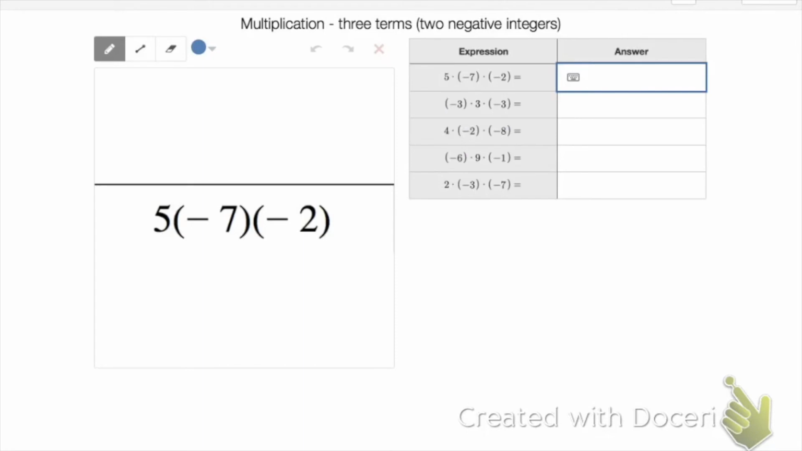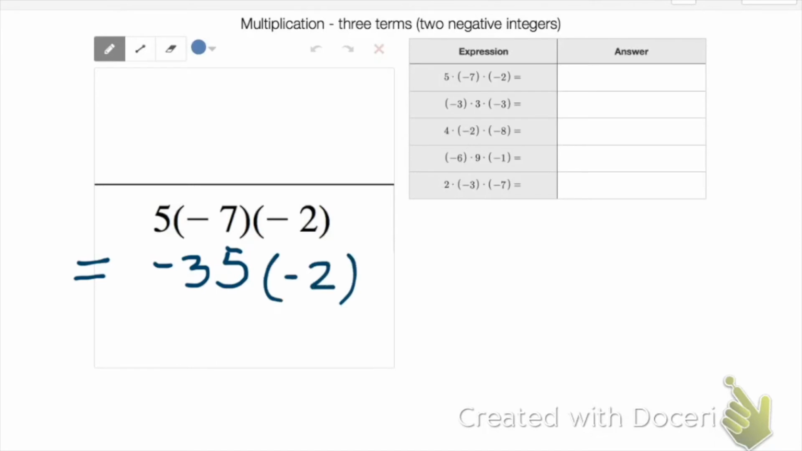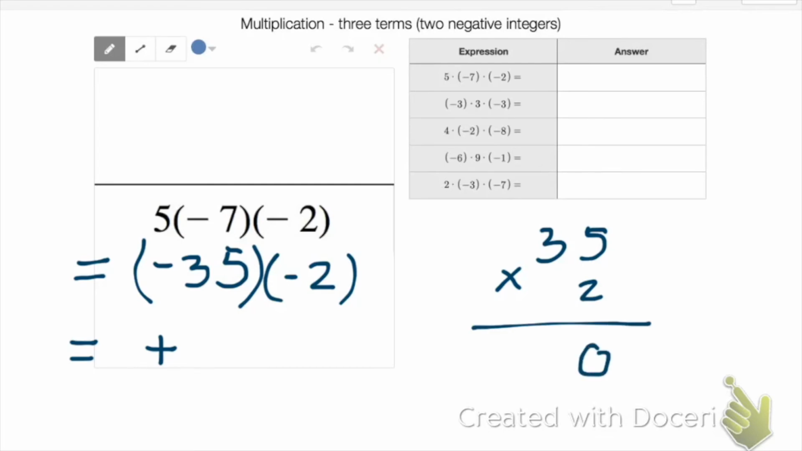So now we have one more negative. Right now we have 2 negatives. What is your prediction the answer will be? So please take a look. If I have 5 times negative 7, 5 times negative 7 equals negative 35. Negative times negative, the answer will be a positive answer. 35 multiplied by 2. 2 times 5 is 10, 0, remember 1. 2 times 3 is 6, plus 1 is 7, so 70. So positive 70 now.